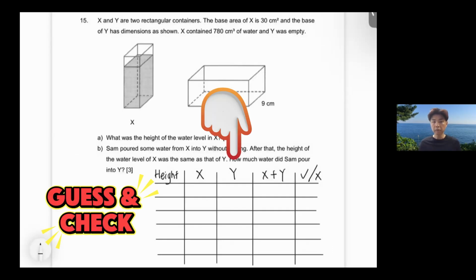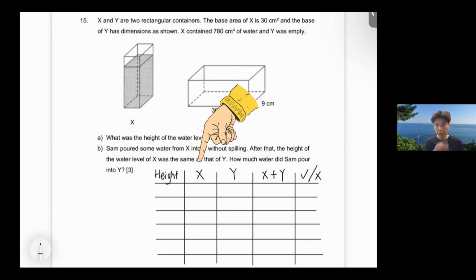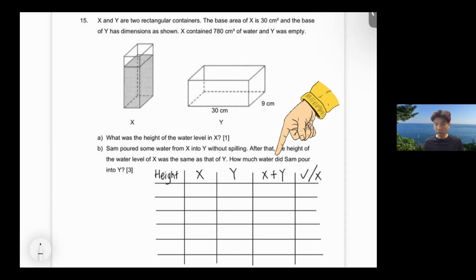So here's the table. The first column will be the height of the water in both the containers after the transfer was done. The second column, which I label X, is the volume of water inside container X. The third column will be the volume of water in Y based on the height of the water level that we guess. And the fourth column, X plus Y, will be the total volume of water in both containers. That volume of water in X and Y should add up to 780 cubic centimeters. From there, we will decide if the height that we guess is correct or not.